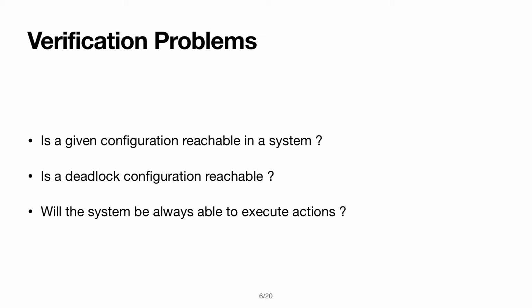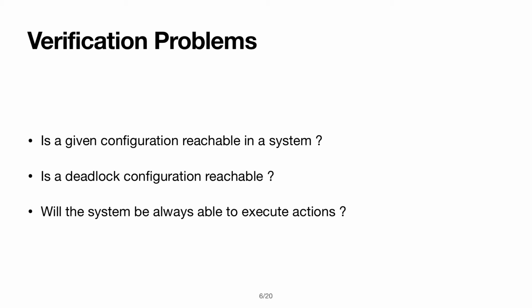What are the properties we want to be able to check? Here are some examples of questions we can ask about a system of communicating automata. The first one is, if we can describe a configuration and say, reaching this would be an error, we want to be able to say whether or not, by executing the protocol, we will be able to reach these configurations. Another question we can ask is: is there any configuration of a certain kind that is reachable?